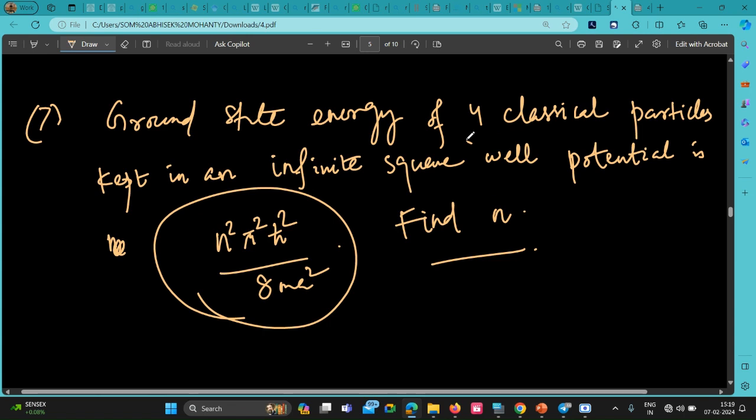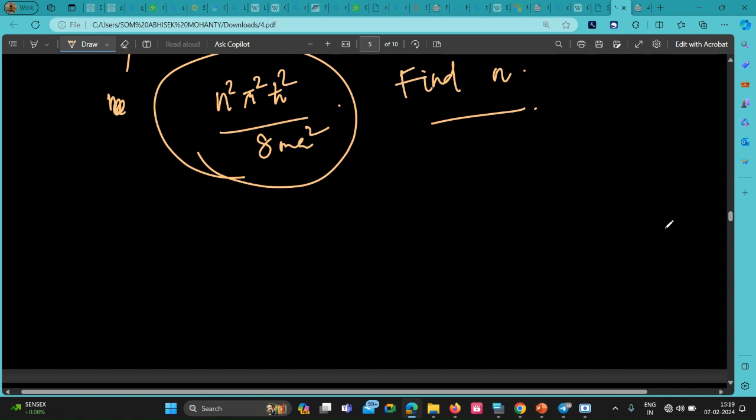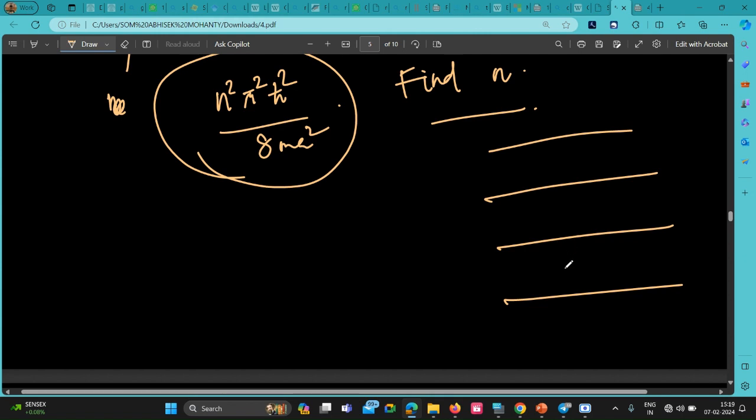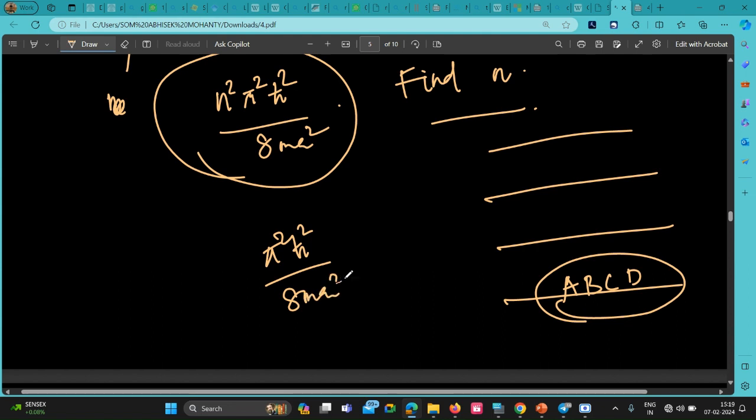So there are four classical particles in an infinite square well. Classical particles are distinguishable, so we can simply place them A, B, C, D. There is no problem with it. We can simply place all the particles in the first state. So the first state ground state energy is pi square h cut square by 2 m L square. So for four particles, it will be 4 pi square h cut square by 2 m L square.